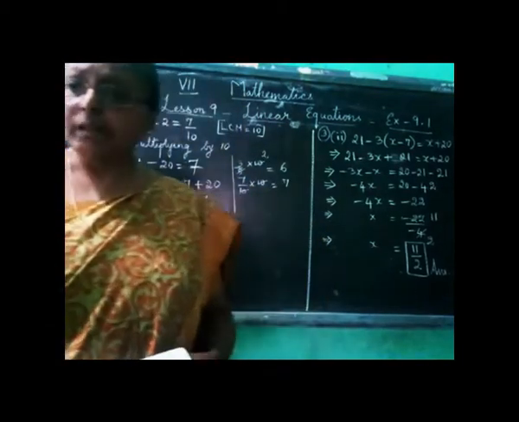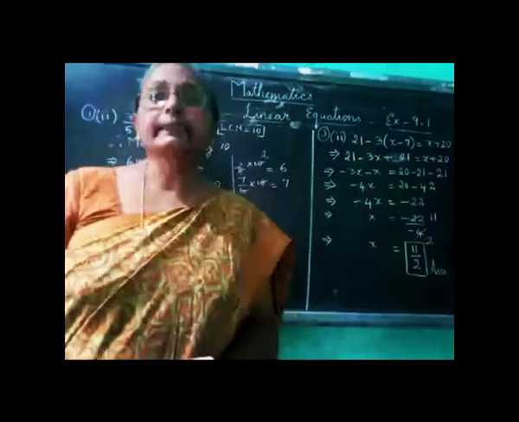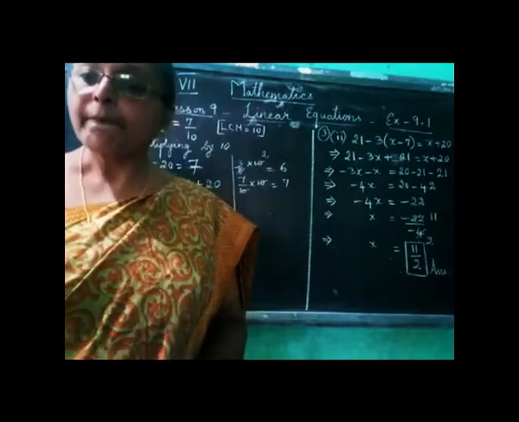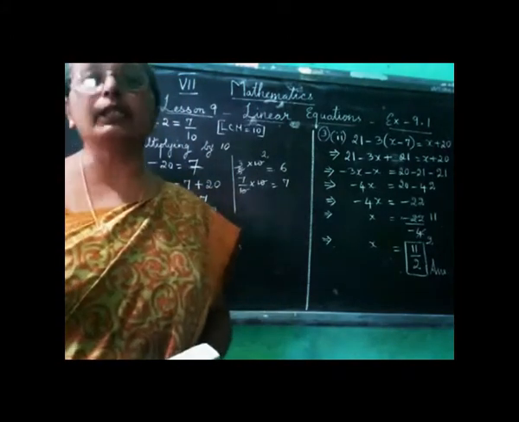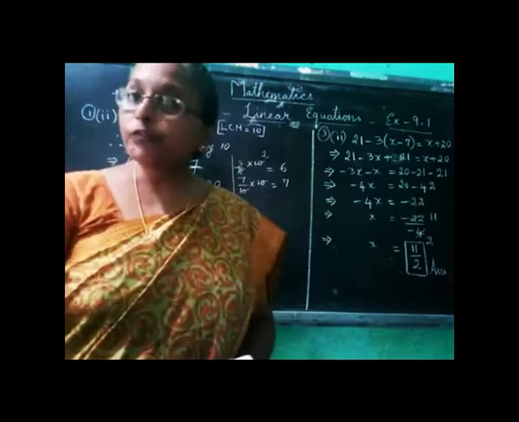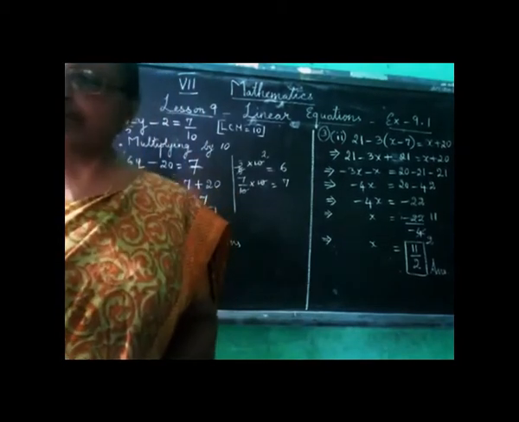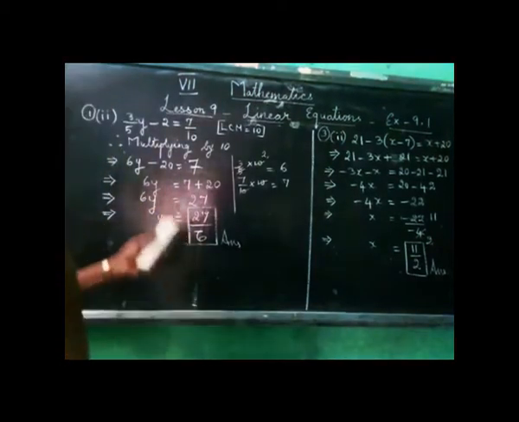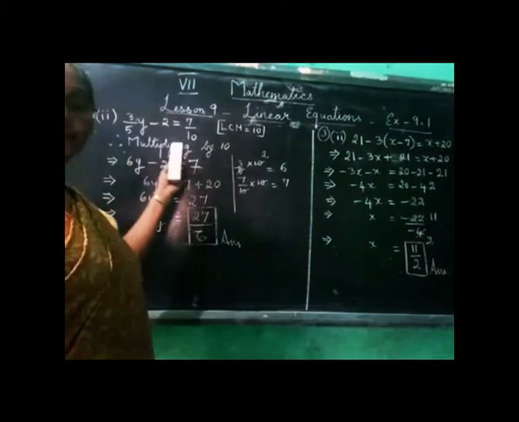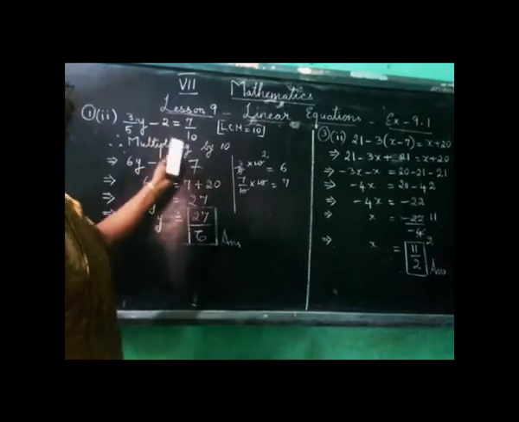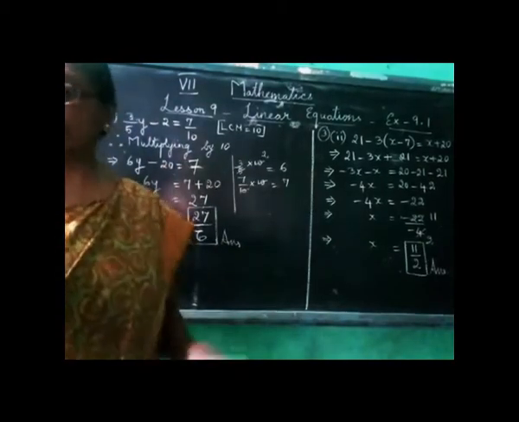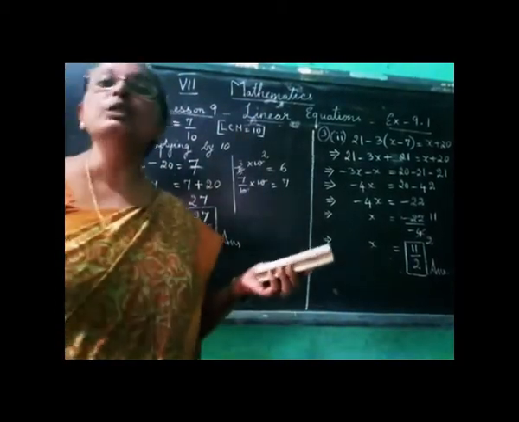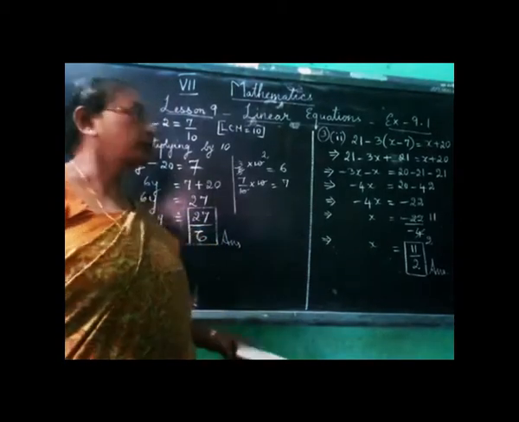Now, we will go to the exercise 9.1. It is given, solve the following equations. So, I will do a few sums for you. We will see the first question. You can see the first question. It is given 3 by 5y minus 2 is equal to 7 by 10. That is the equation which is given, and we are asked to solve the equation.